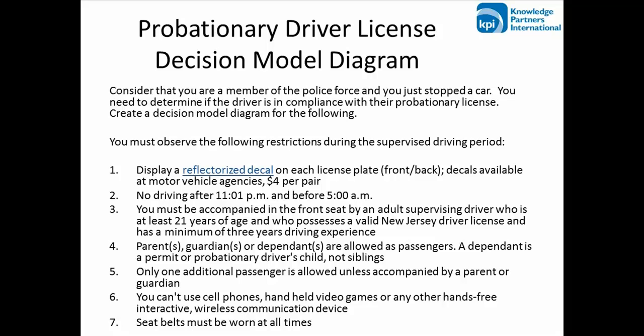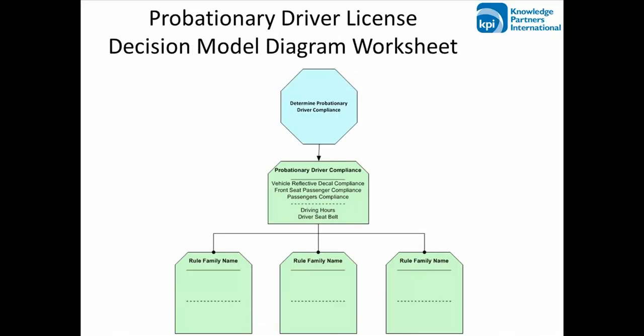Suppose we've stopped a driver on the road. We have to create rule families for all of the others. But we can do it from a top-down perspective. So in this example, we have the determined probationary driver compliance in the octagon. We have the rule family that has the probationary driver compliance as the conclusion, and we can start to put in the conditions that come to us as raw data, like the driving hours that they're in right now and whether they have their seatbelts on or not. And the other ones we put between the solid line and the dotted line, and those are going to have their own dependent rule families.